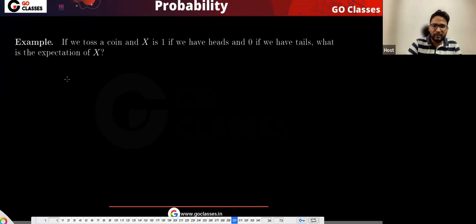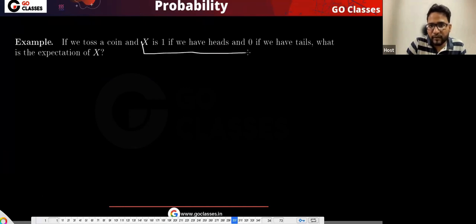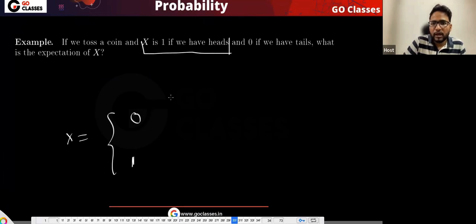So let's have this first example. Here they are saying that if we toss a coin, and x is 1 if we have a head, and 0 if we have a tail. Okay, they're saying x value could be 0 or it could be 1. If we had a head, then it is 1. If we had a tail, then it is 0. Okay, see what they will give you.